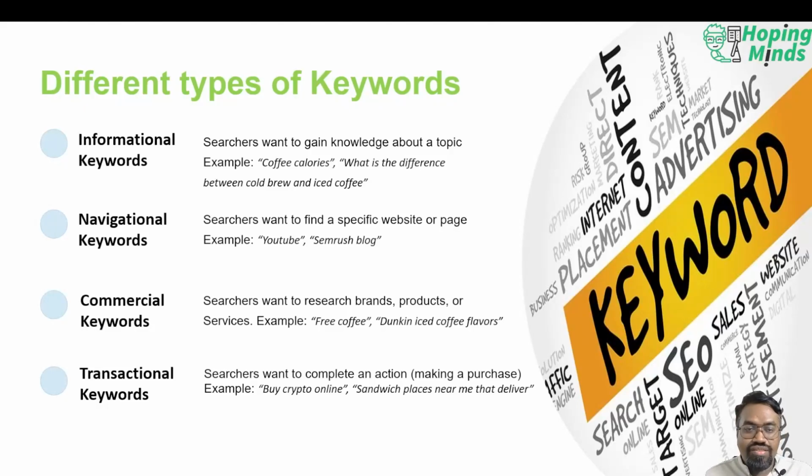Next is transactional keywords. Searchers want to take a certain action, to complete some kind of action, like purchasing some product or service. In that case, I'll just type, for example, buy crypto online. I want to purchase crypto coins. I might be looking for a sandwich near me, which delivers to my address. I might put this particular keyword, and maybe Zomato's or Swiggy's website can come on top, right? So these are called transactional keywords, which we also need to keep in mind.